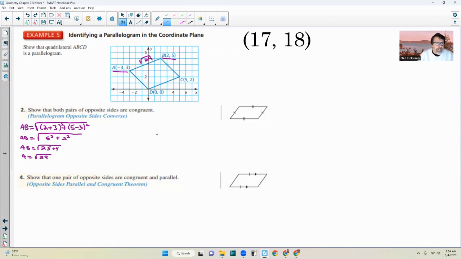So now I want to find the length of CD. So now I'm going to say CD equals, and do my square root distance formula.